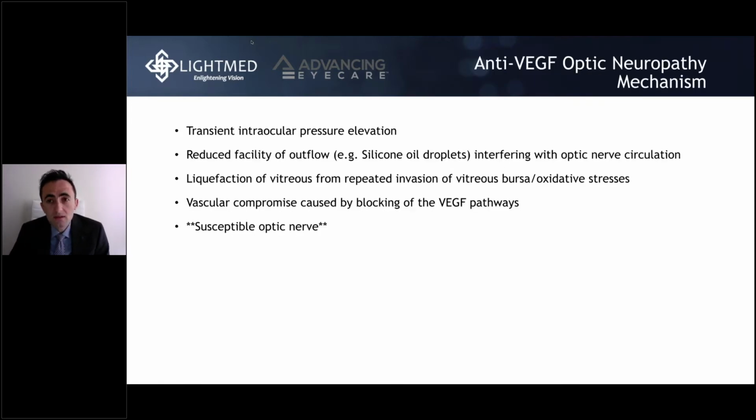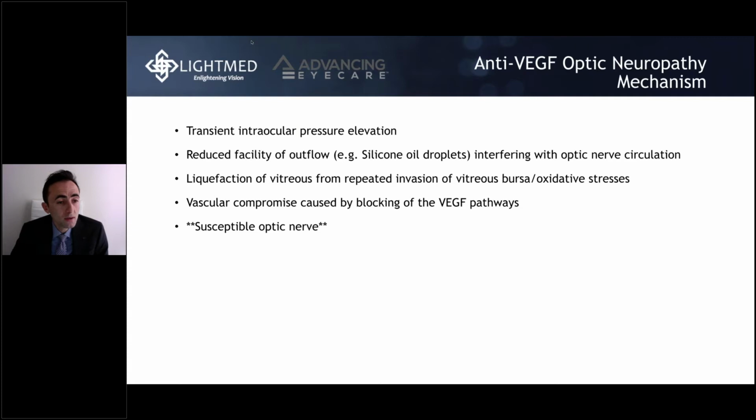The mechanism of this possible anti-VEGF optic neuropathy is possibly related to transient intraocular pressure elevation that can happen right after you do the injection. And we've proven in our clinic, in a study where we measured the intraocular pressure within 20 minutes after the intraocular injections, that there was significant intraocular pressure elevation in some patients. And this can be detrimental in patients who have susceptible nerves, who are glaucoma suspects, or who already have early signs of glaucoma.